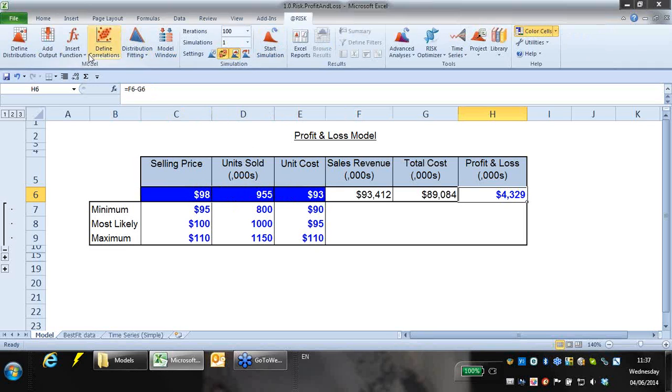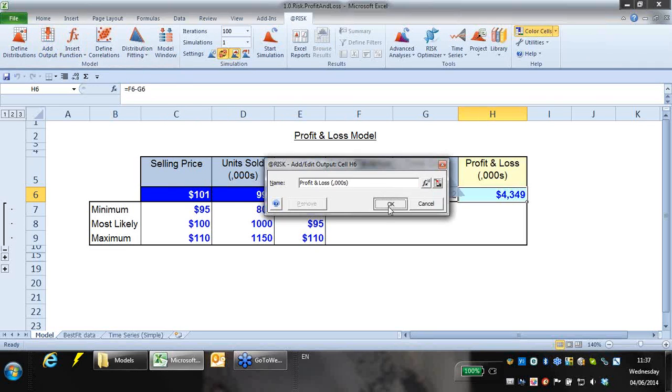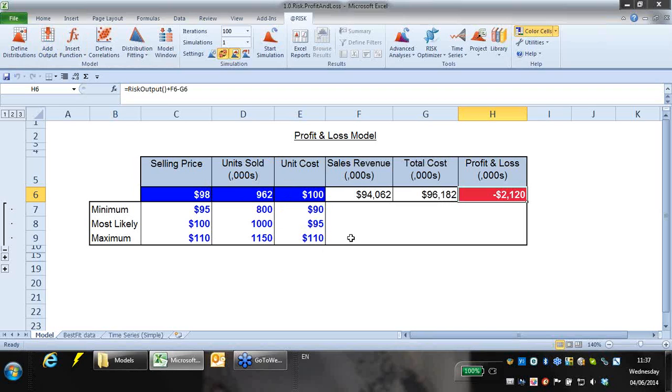Now I'm going to say that the profit and loss is my output. This is my risk output. This is the thing which I'm particularly interested in seeing what happens when all of these different inputs combine and show different values.